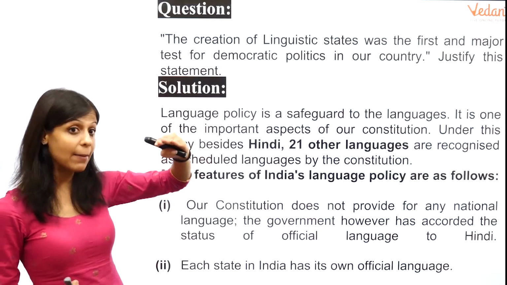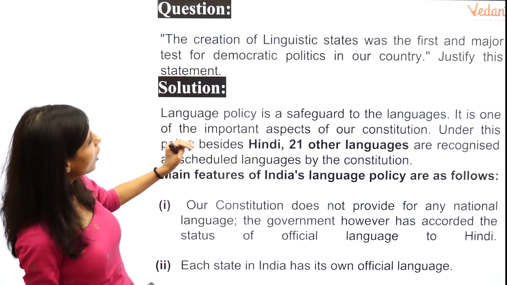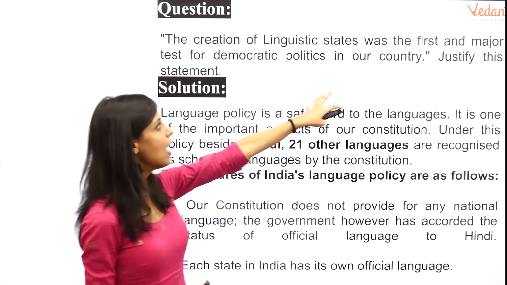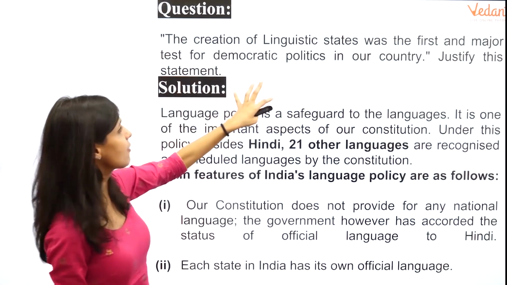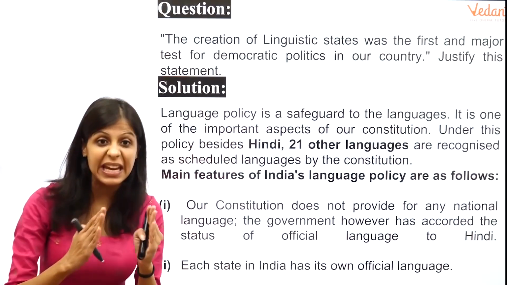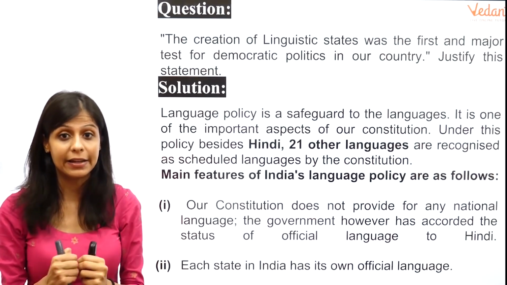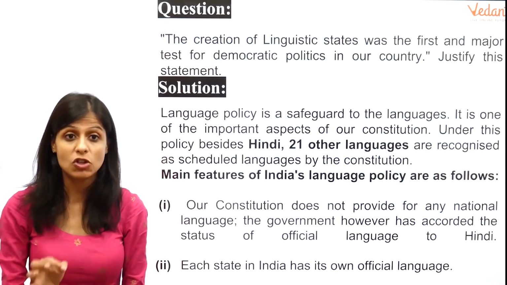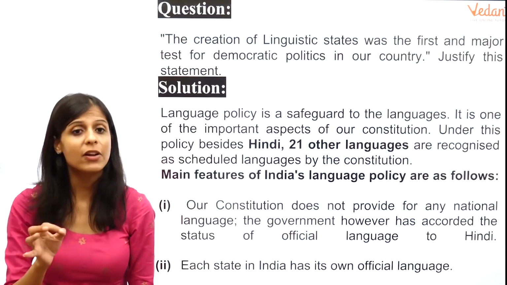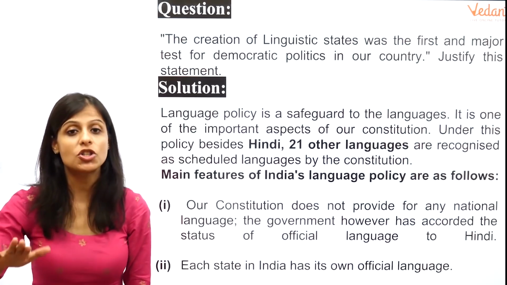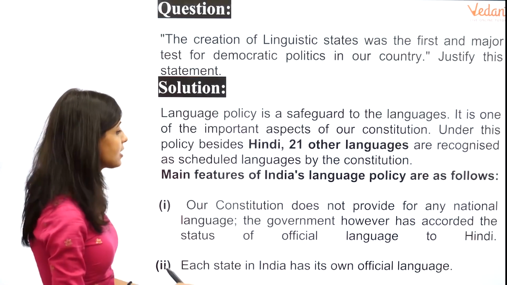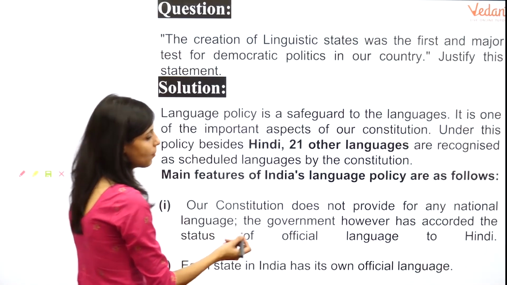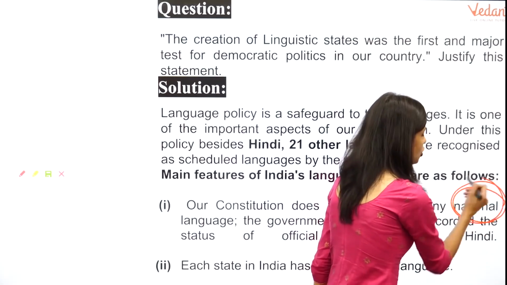Now, I'm going to go back to the question. So you've talked about scheduled languages. They've asked that there has been creation of linguistic states. It was the first and the major test for democratic politics, like segregating the states yet retaining the identity. So listen, the main feature when it comes to India's language policy is that each state might have its own official language, but our constitution has not provided the status of, please guys understand this, it's very important, our constitution has not provided for the status of any national language.